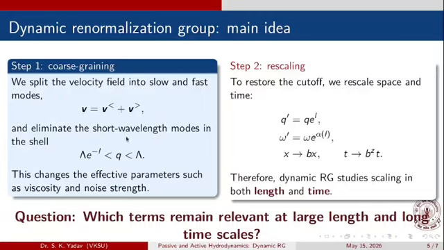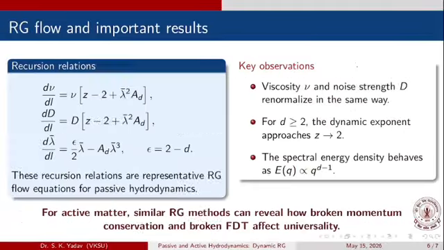Now here I discuss the dynamic renormalization group ideas. This is a two-step process. In the first step, we coarse grain the equations. We eliminate the short wavelength modes. In the second step, we rescale space and time and restore the cutoff. And dynamic RG studies scaling in both length and time scales. In doing this, we try to find out which term is relevant at large length and time scale.